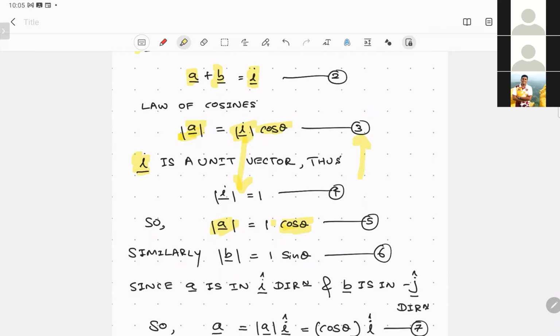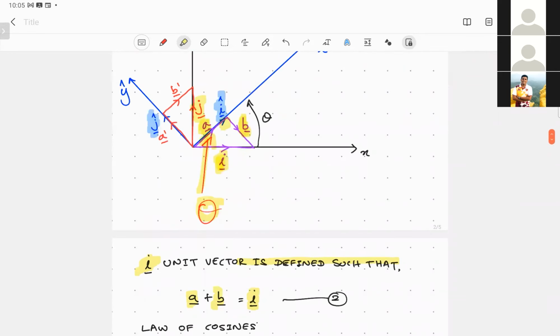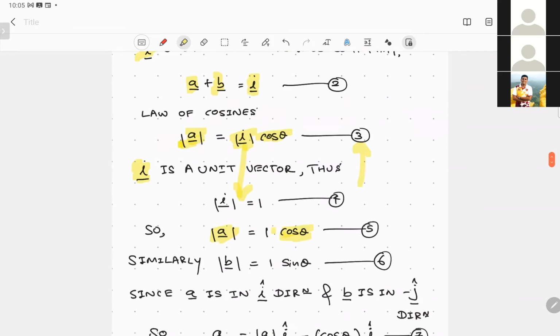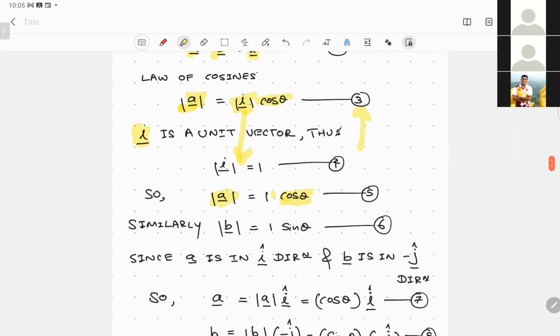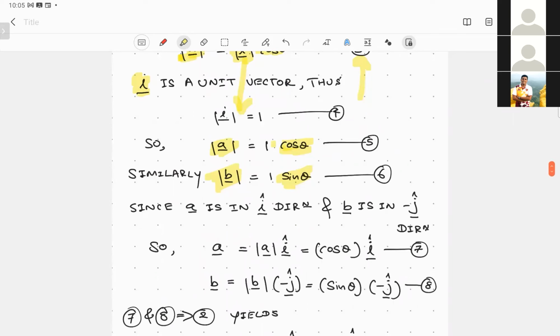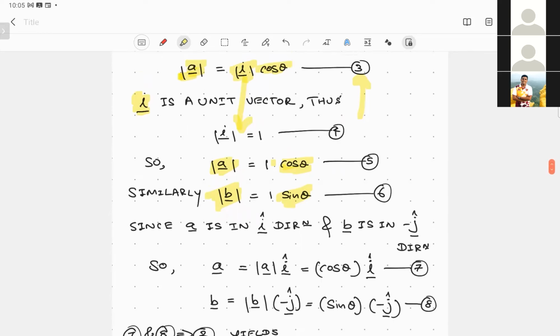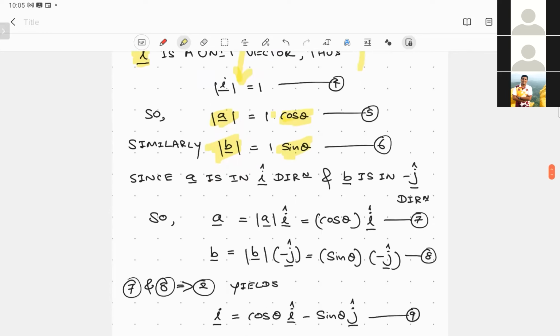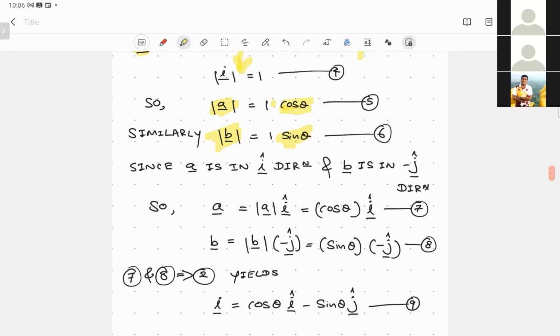Similarly, you can do the same thing to express b in terms of the ith vector, and what you would end up getting is that the magnitude of b is nothing but sine theta. So now you have obtained the magnitudes of the a and b vectors in terms of the rotation angle, the theta value. We also know that a is in the direction of i hat and b is in the direction of minus j hat.